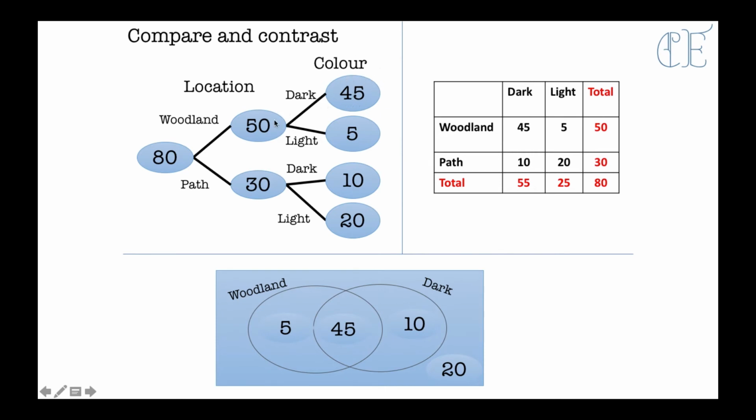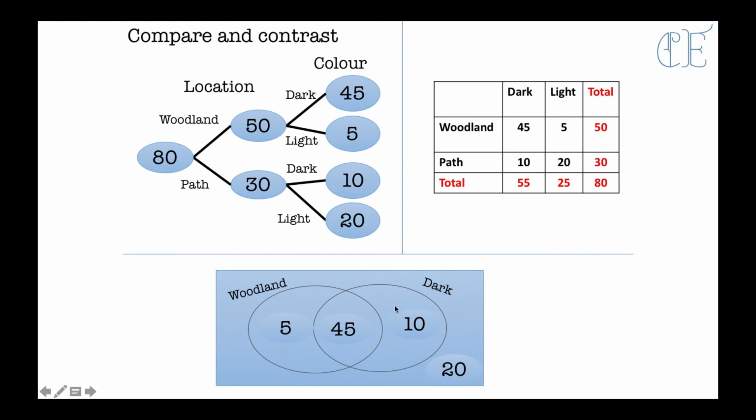Okay, sorry, I said that it was dark, and 5 said that it was light, or I don't know, it could be something completely different. Then here, 30 people took the path, 10 said it was dark, 20 said it was light. Okay, we can also put that information into a table like this. Woodland, 45 dark, 5 light, 50 in total. Path, 10 dark, 20 light, 30 in total.